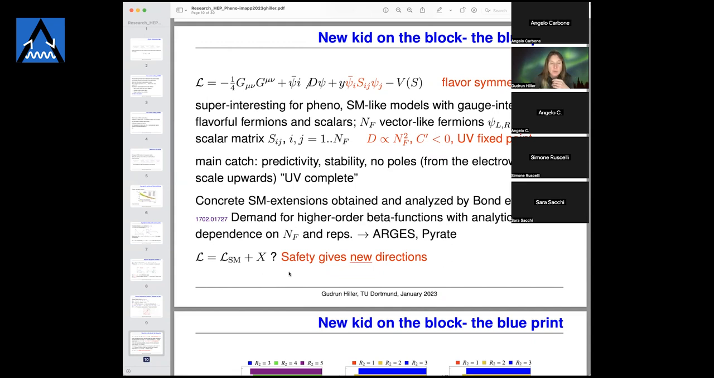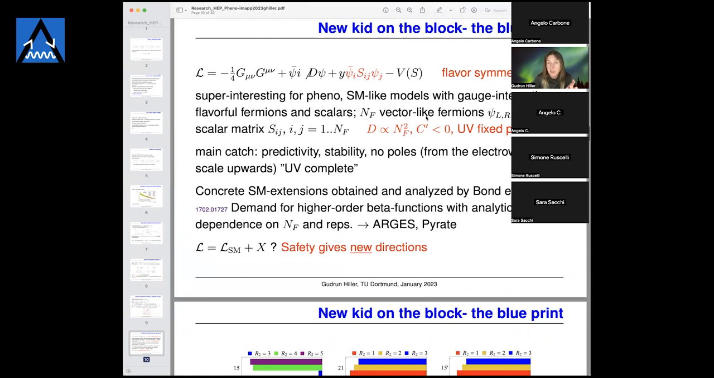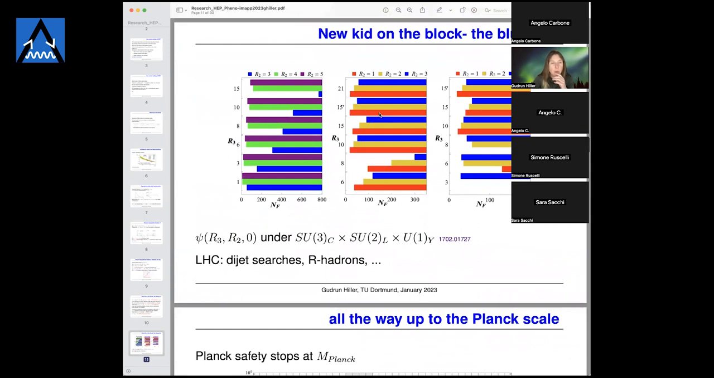So there are new vector-like fermions, and they can be in different representations. So they can carry color, or they can be charged under the SU(2) left, or hypercharge, and so on. And we did a scan at that point. So Psi is in a representation under QCD, under SU(2), and here without hypercharge. And this is a bit of a scan. How many of them do you need for asymptotic safety?